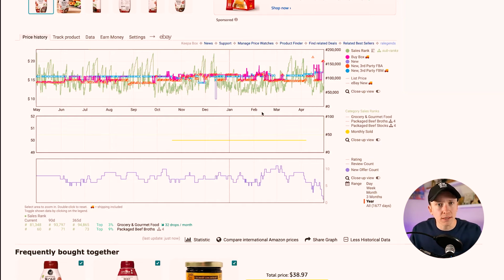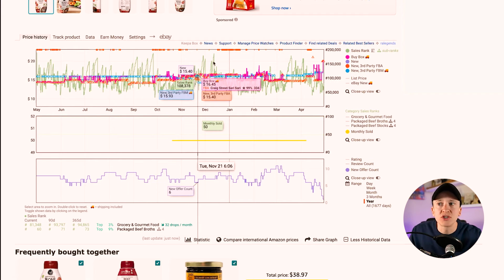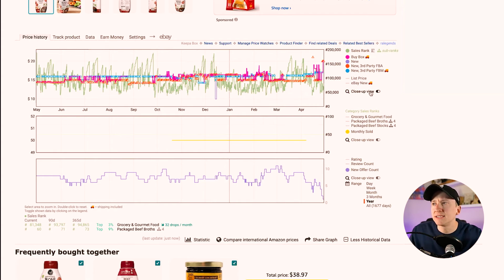And that's important because we know that if we're sending in a product, we want to make sure that it's actually a product that's selling on Amazon. So we know that that checks out. This is something that's good. It's going up and down. The next thing that we want to see is the pricing.